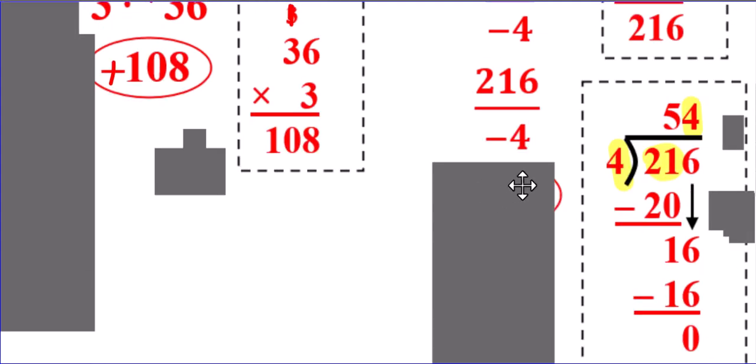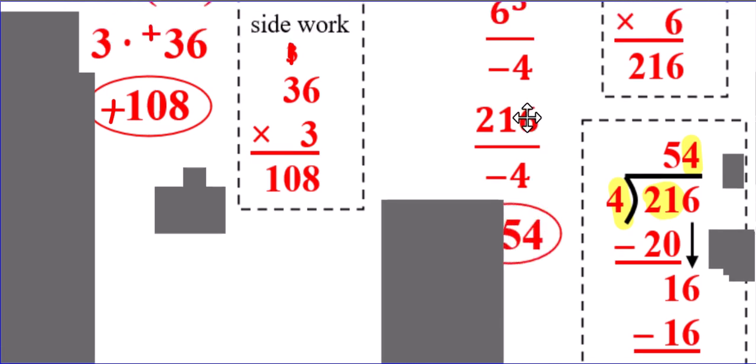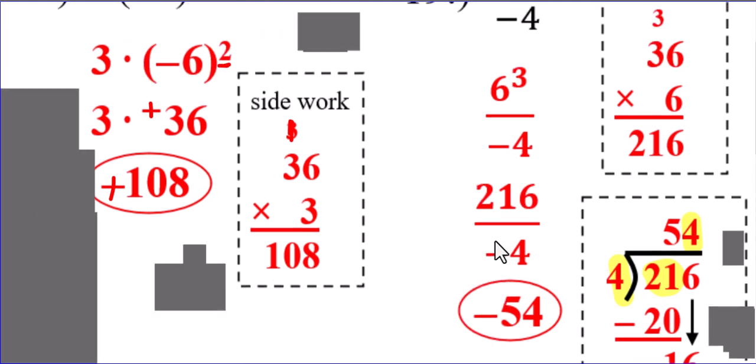Yay! All right, 54. Should it be positive or should it be negative? Well, 216 was positive, 4 was negative. Different signs, so that's going to give me negative 54.